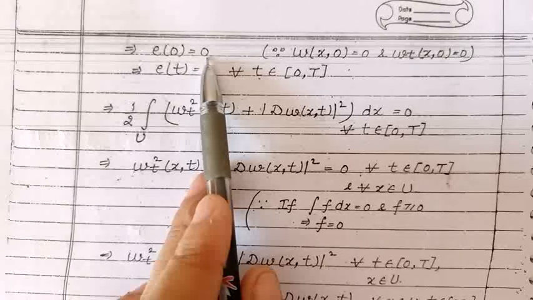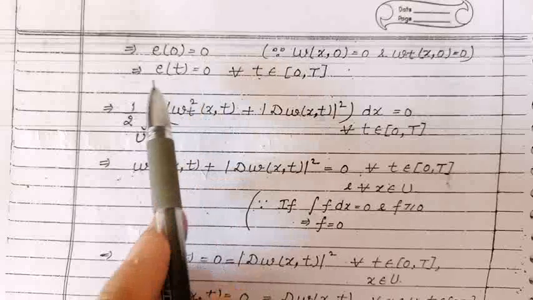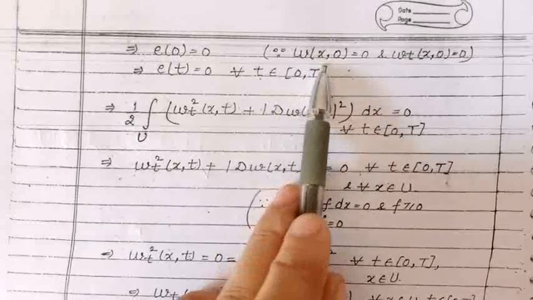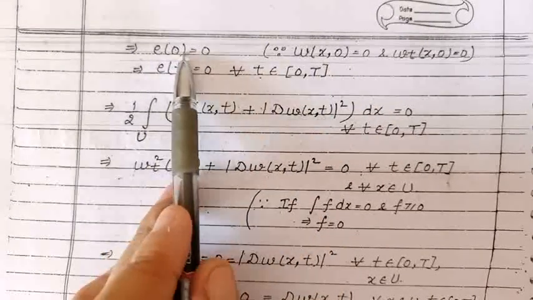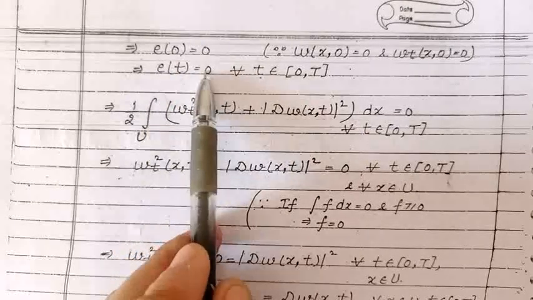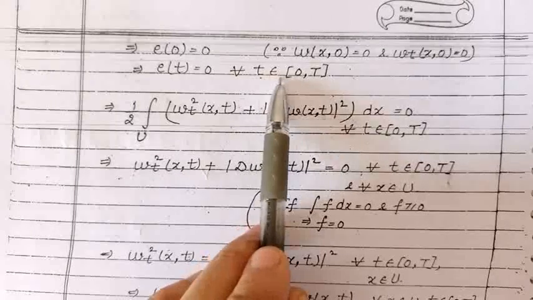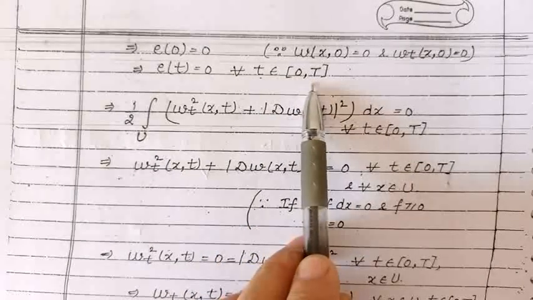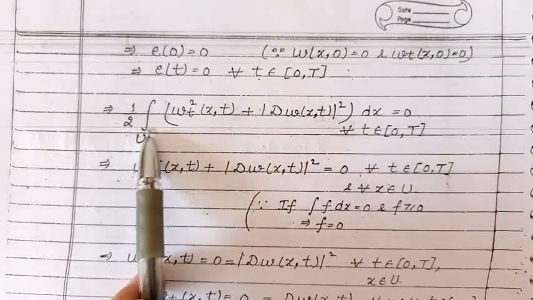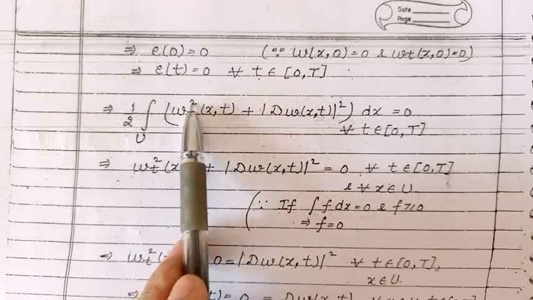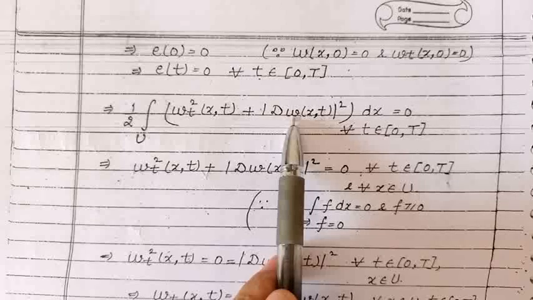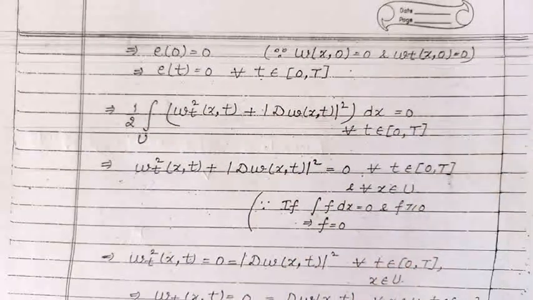Now the energy function was a constant function, meaning the value of the energy function was the same at every point belonging to this interval. And because the value of E at 0 is 0, we can say that the value of the energy function is 0 for every t belonging to this closed interval. By definition, the energy function is half of the integral of (∂w/∂t) squared plus the square of |dw|. Now this integral is equal to 0.